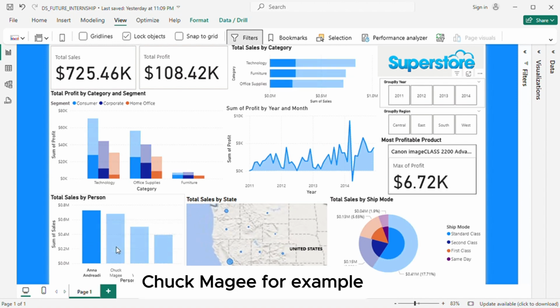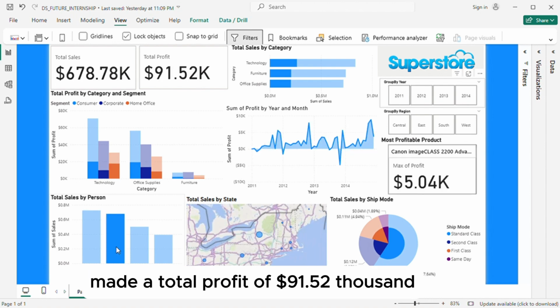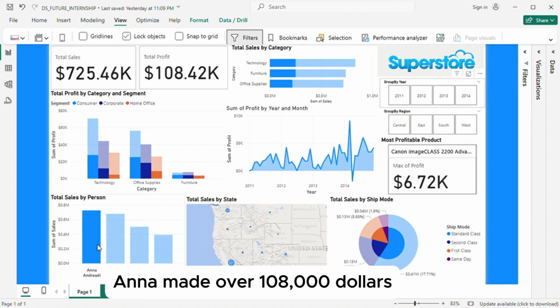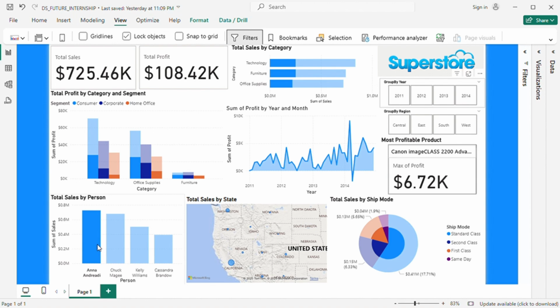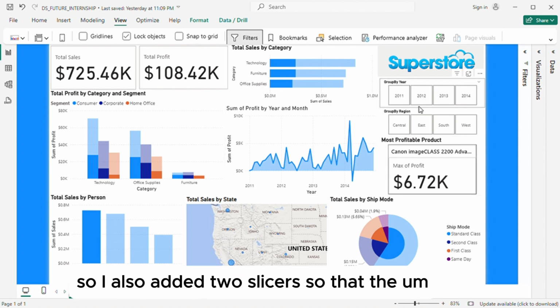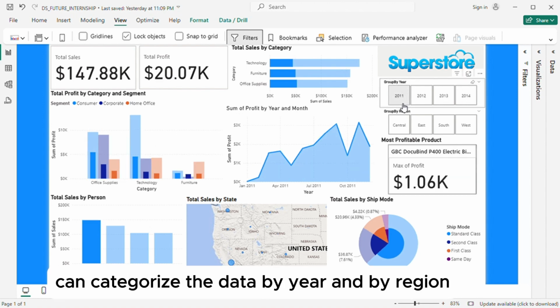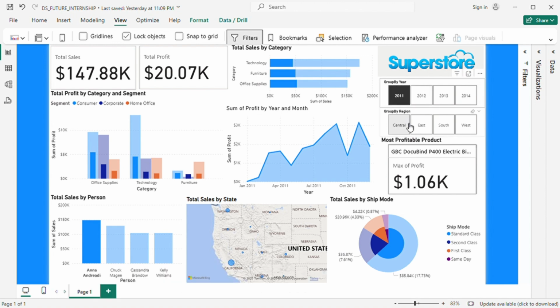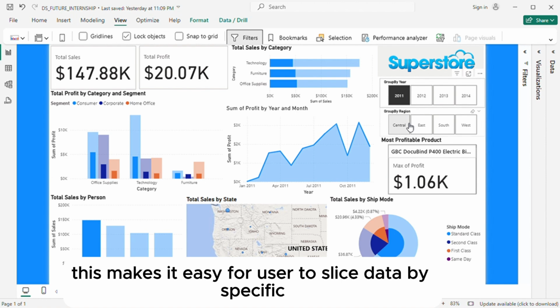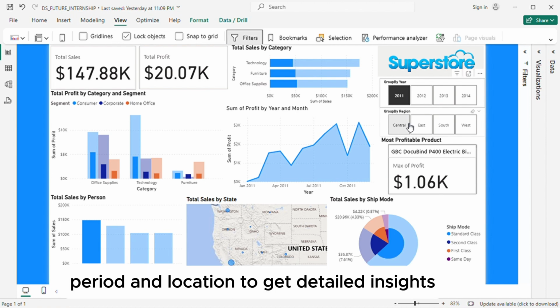Chuck Maggie, for example, made a total profit of $91,520. Anna made over $108,000. I also added 2 slicers so that the business viewing this data set can categorize the data by year and by region. This makes it easy for users to slice data by specific period or location to get tailored insights.